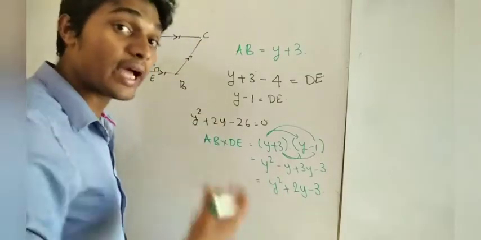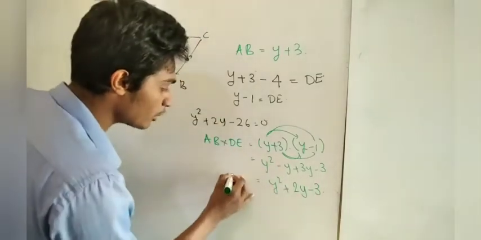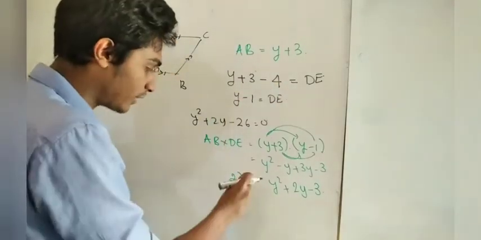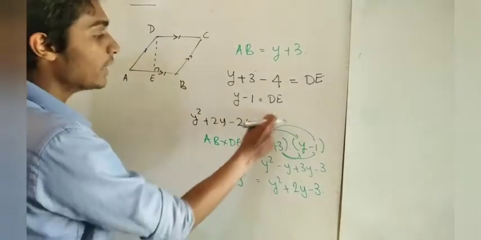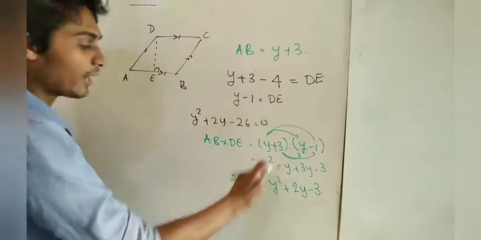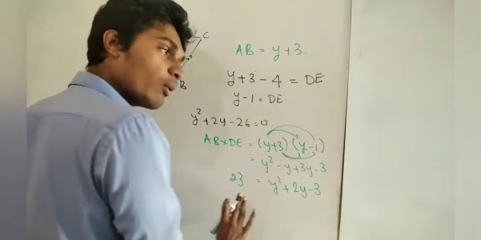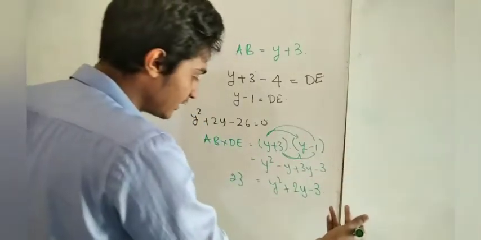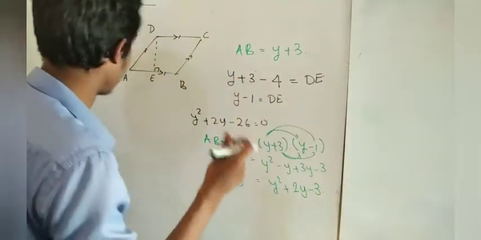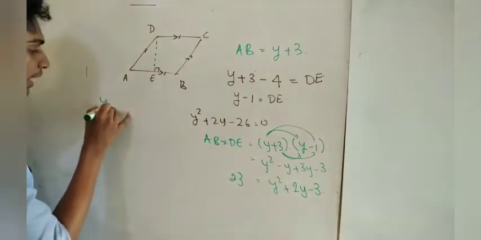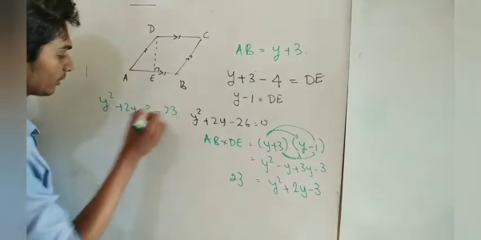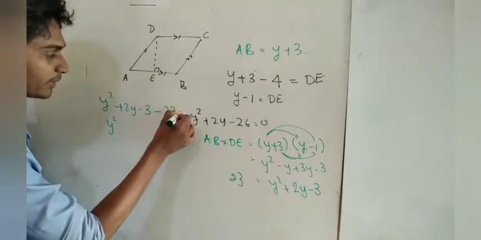Furthermore, they are giving that this area is equal to 23 square units. Now take this 23 to the other side, because we should have 0 here. So we have all the terms on one side and 0 on the other side. When I do that, I get y squared plus 2y minus 3 minus 23 equal to 0.